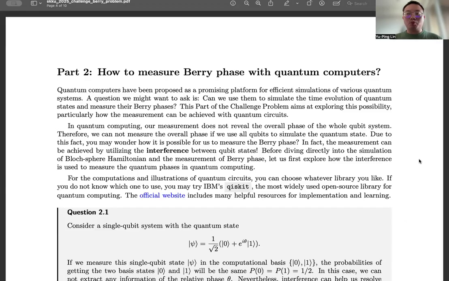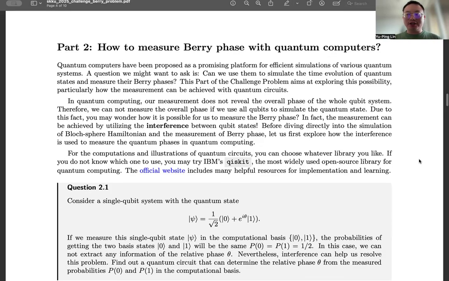And in the second part, we will think about how we can measure the Berry phase with quantum computers. So we know that if we use all of the qubits to encode the quantum state, we cannot measure its overall phase. So you may wonder how we can measure the Berry phase. But in fact, although we cannot measure the overall phase of the quantum state, we can measure the relative phases between two different states that compose this quantum state.